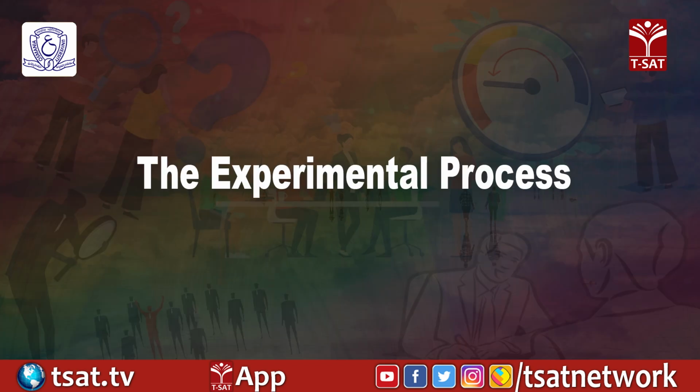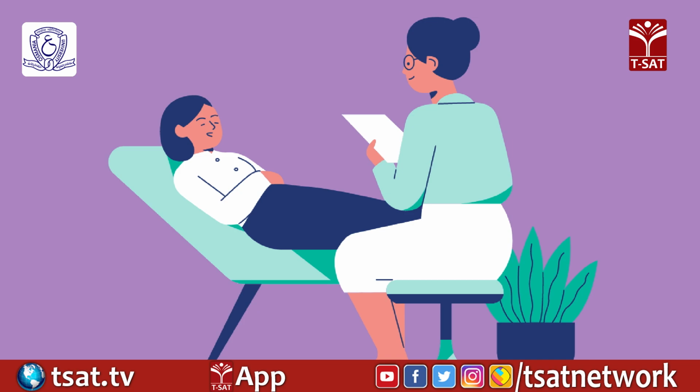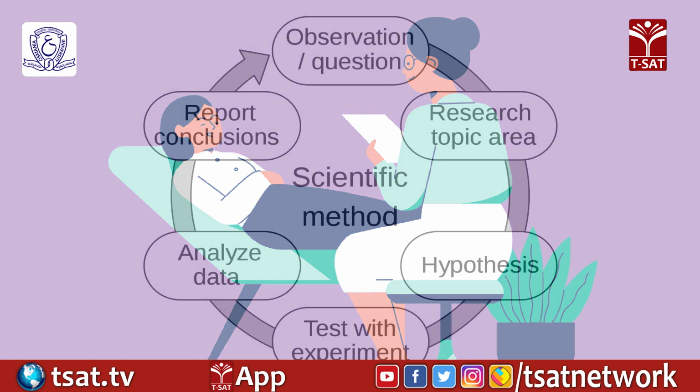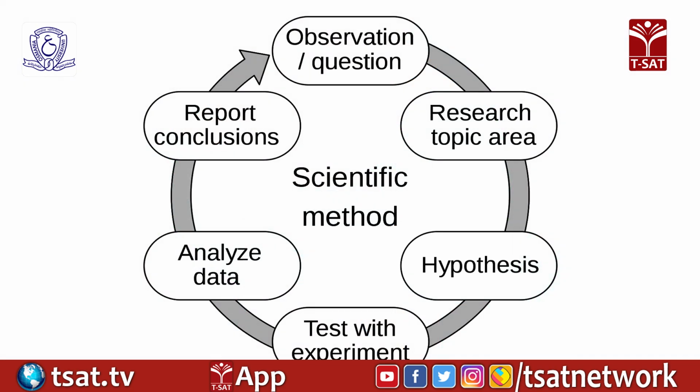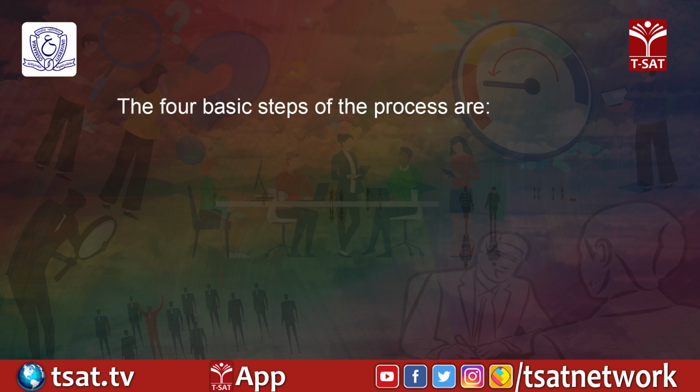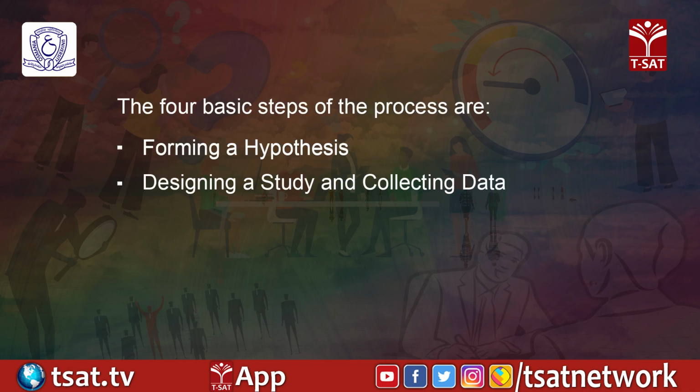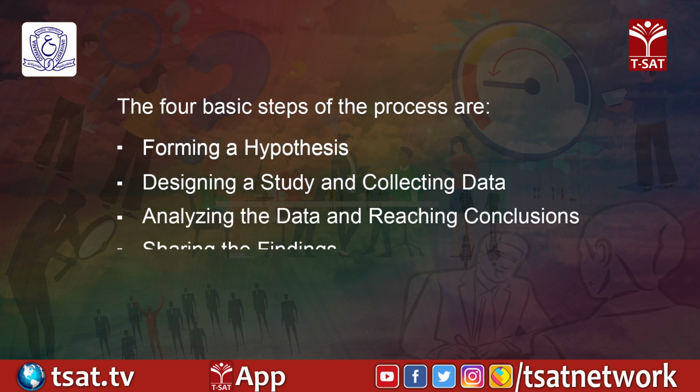The experimental process. This process involves psychologists, like other scientists, utilizing the scientific method while conducting an experiment. The scientific method is a set of procedures and principles that guide how scientists develop research questions, collect data, and come to conclusions. The 4 basic steps of the process are: forming a hypothesis, designing a study and collecting data, analyzing the data and reaching conclusions, sharing the findings.